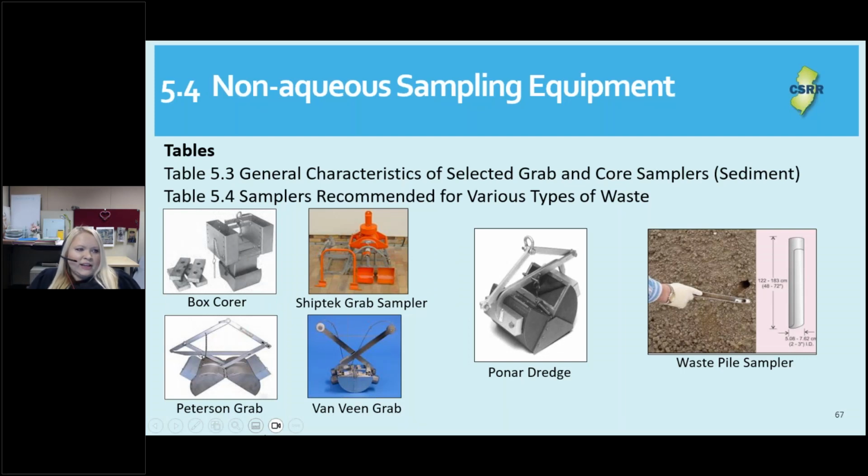So this concludes Chapter 5, Sampling Equipment. The manual goes into much more detail about the topics that were outlined, and only a small part was discussed in the interest of time. Chapter 6 goes on to discuss sampling methods.